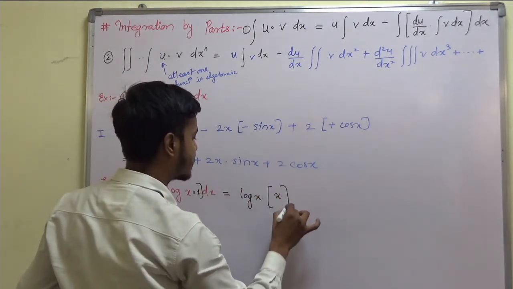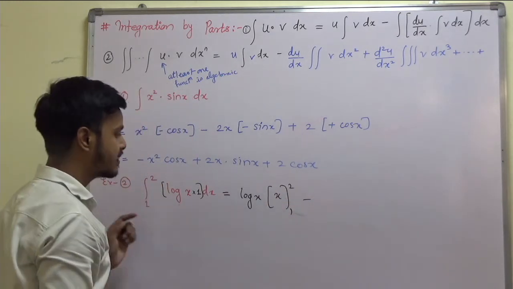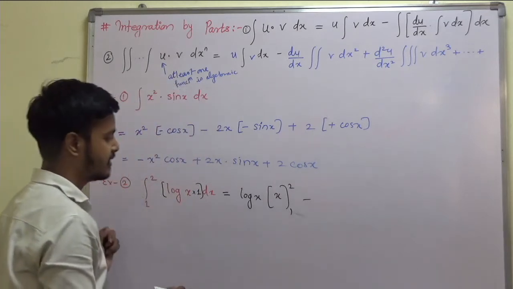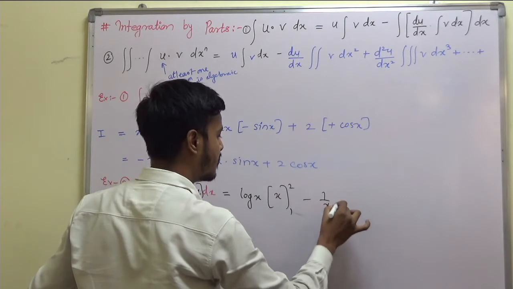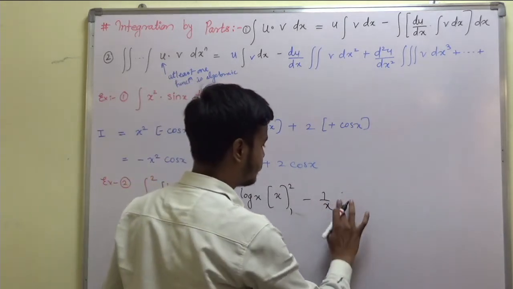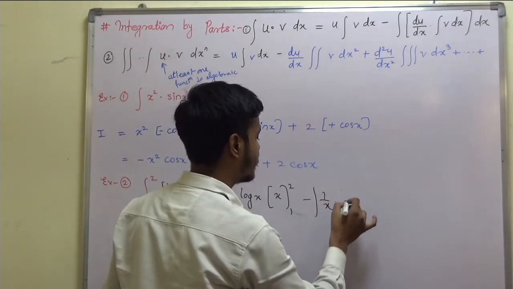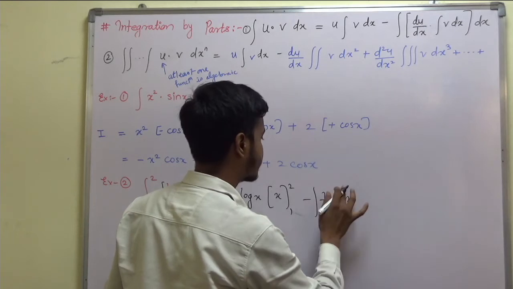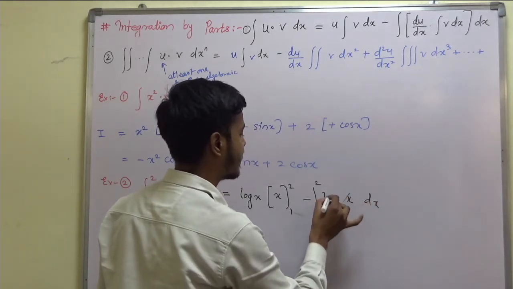Is x, limit 1 to 2, minus, what is the derivative of first? Derivative of the first function, log x, is 1 by x. Again, integration of derivative of first, that is, x dx, limit 1 to 2. So this x, x gets cancelled.